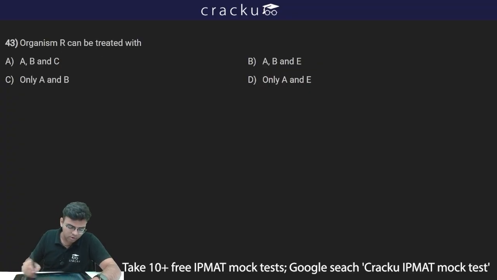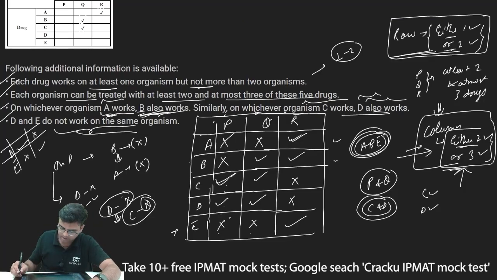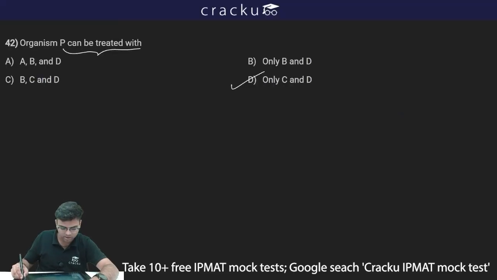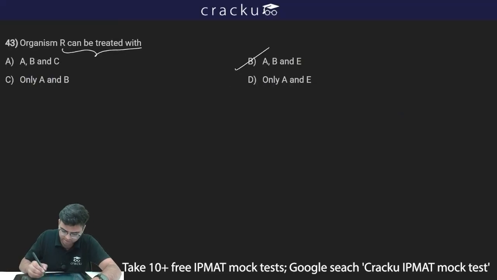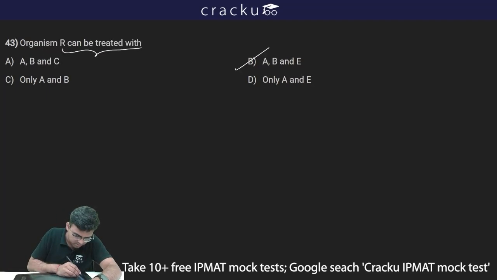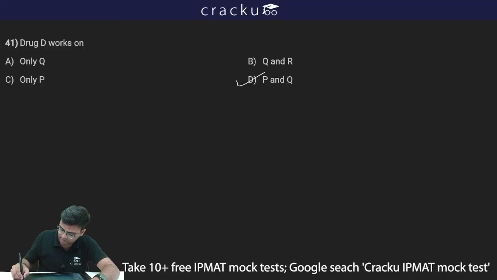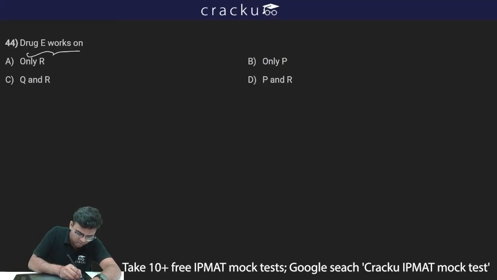Then the third question is saying organism R can be treated with. So again we'll go back to the table. R can be treated with A, B and E. So these are the 3 drugs on which R can be treated, and therefore I can say option B, which is A, B and E, will be the correct answer. Then drug E works on. I'll go back to the table again. Drug E works on R, and therefore I can say drug E works on only R, which is option A, is the correct answer.